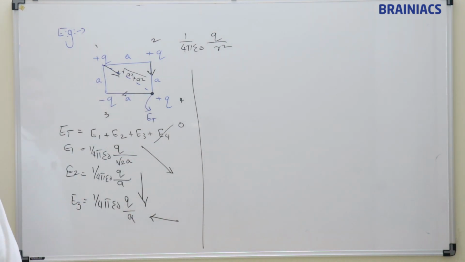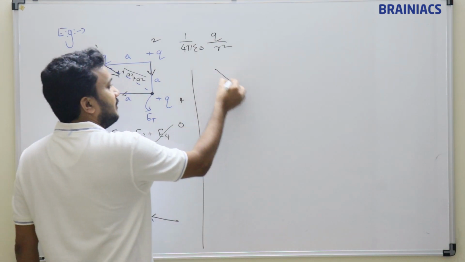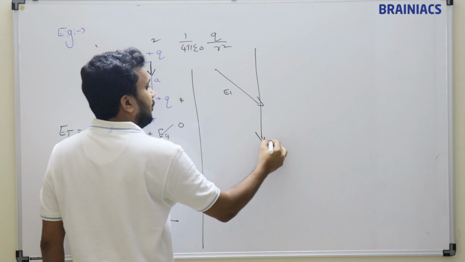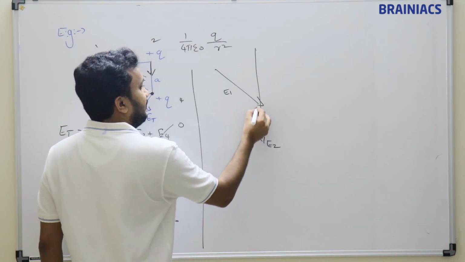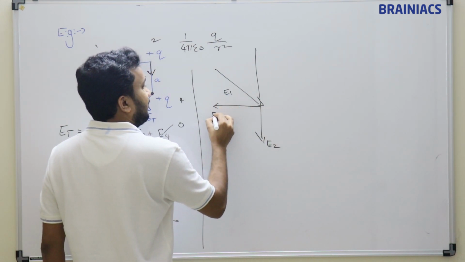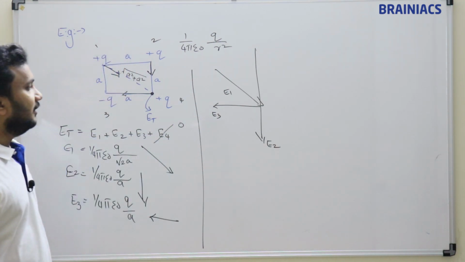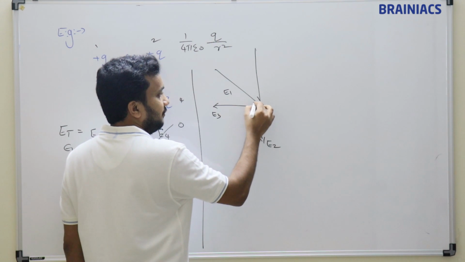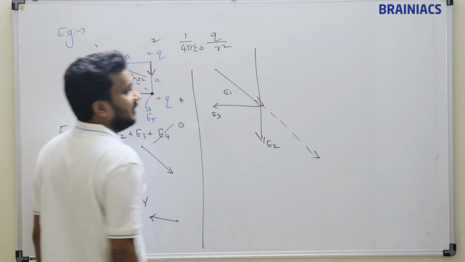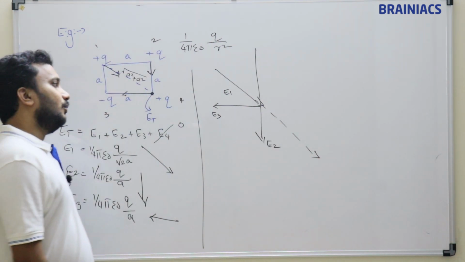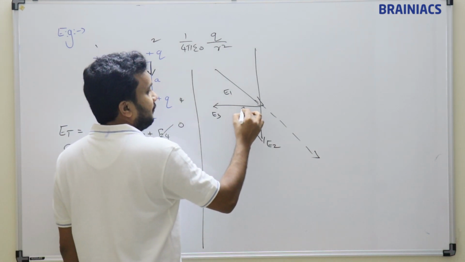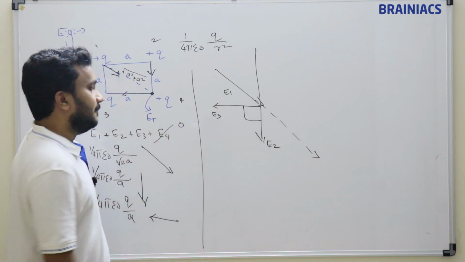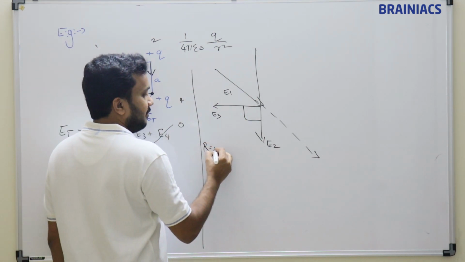Now we will represent the different vectors. One vector E1 is like this. Another vector E2 is like this. Another vector E3 is like this. Now what you can do is find the resultant, extending this one like this. What I am going to do is find the resultant of E2 and E3, which are making 90 degrees. So I can find the resultant here.